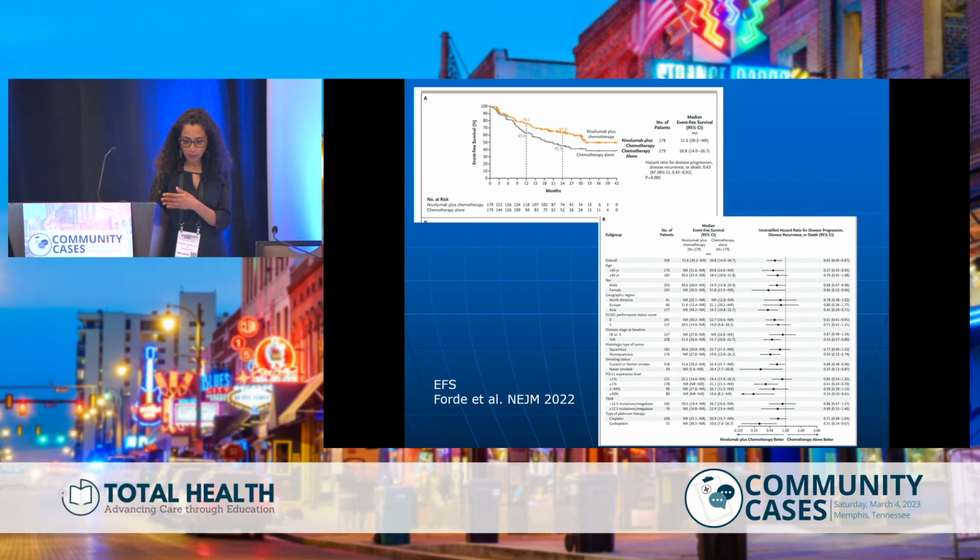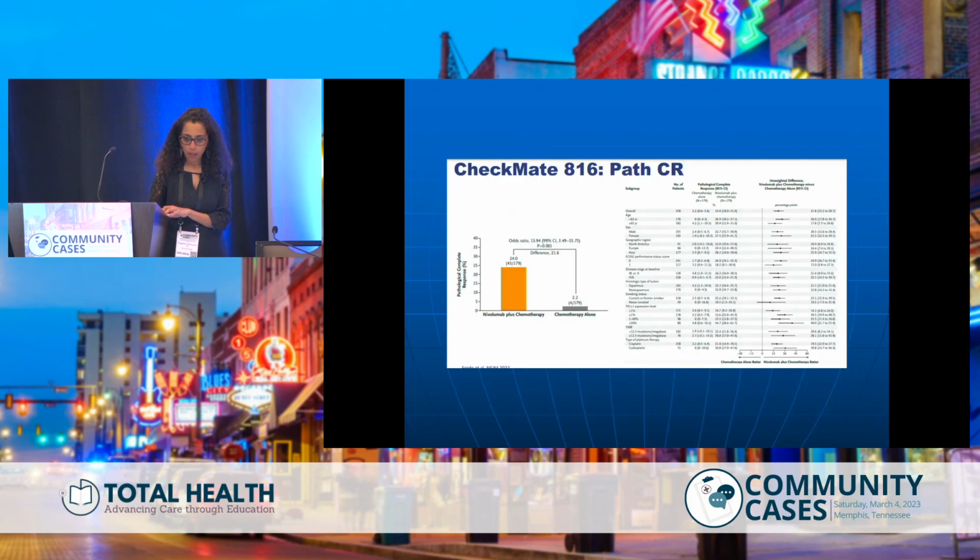Earlier stages, we spoke about it, early stage disease didn't seem to benefit as much. Low PD-L1, not so much. Never smokers, not so much. Patients with genetic alterations did not seem to benefit from this. So this is the pathologic CR, as you can see, quite telling here, 24% compared to 2.2%.